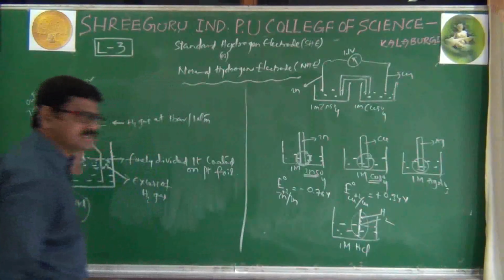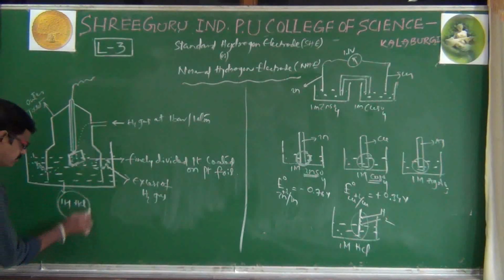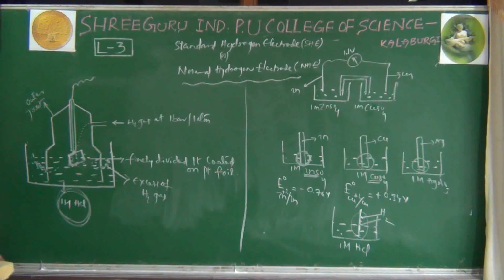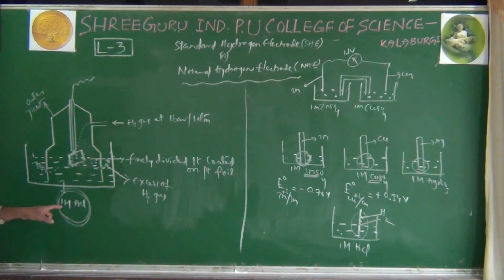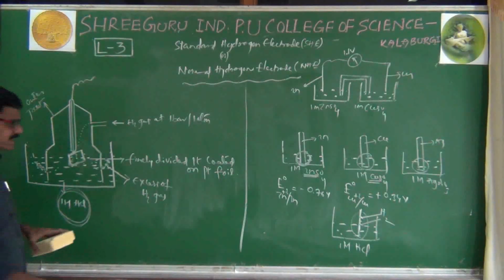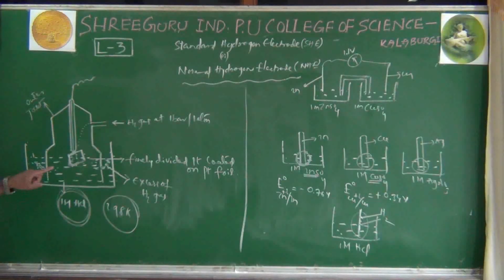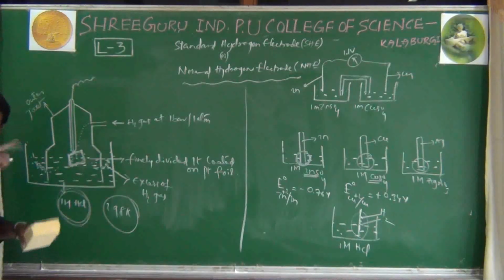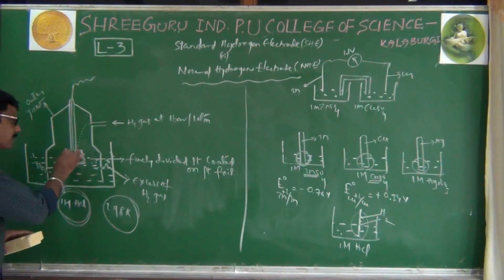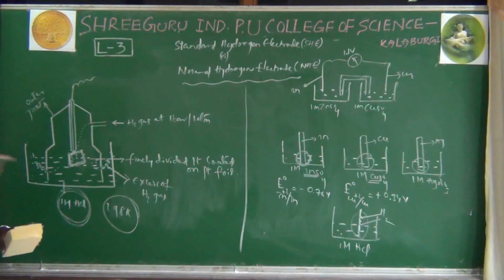Now we'll discuss this diagram. It is the standard hydrogen electrode diagram. Here in one container we have taken 1 molar HCl solution. Because we are measuring a standard electrode potential, the concentration should be 1 molar, and we are also maintaining a temperature of 298 Kelvin. Now in that HCl solution, we have taken a platinum foil. We take a platinum plate, and on that platinum plate we have to coat finely divided platinum.